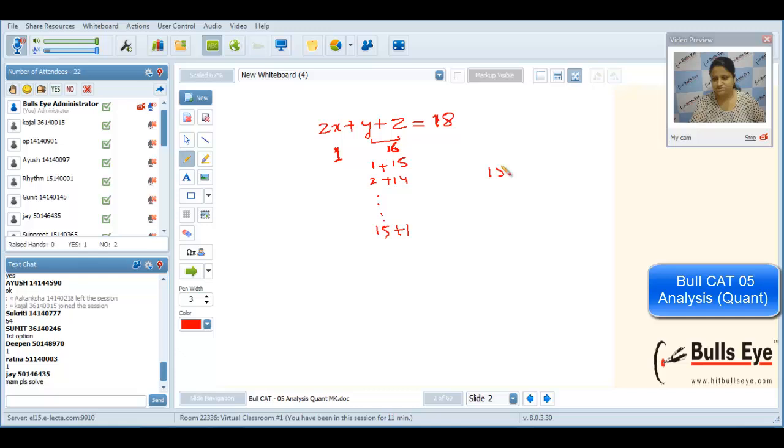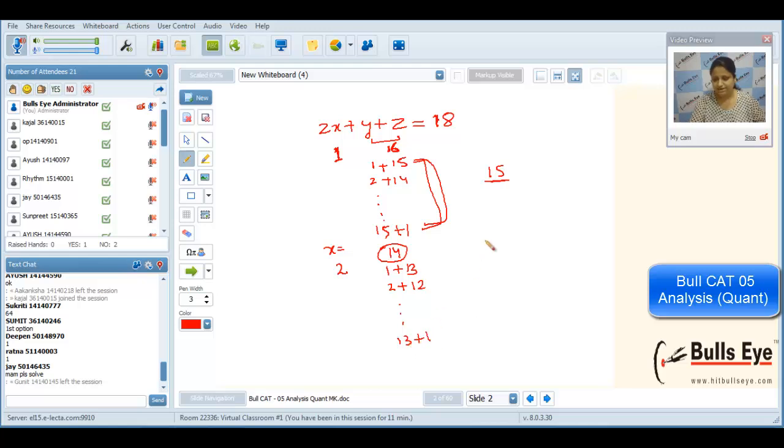So how many solutions are there? 15 solutions. Now I'll go to x as 2. If I take x as 2, we are left with 14. Now 14 can be written as 1 plus 13, 2 plus 12 and so on up to 13 plus 1. It means there are 13 solutions. Are you getting me, Jay?